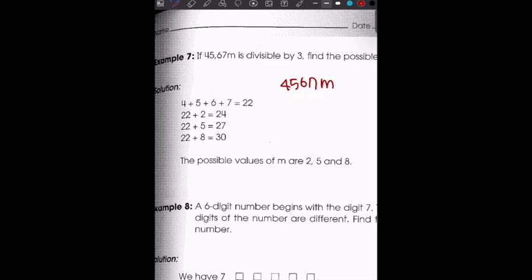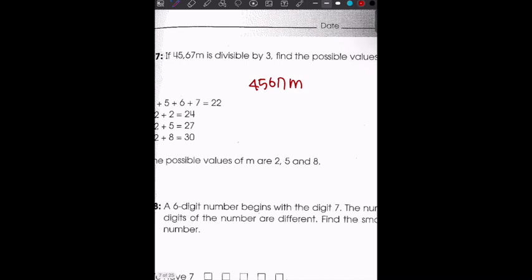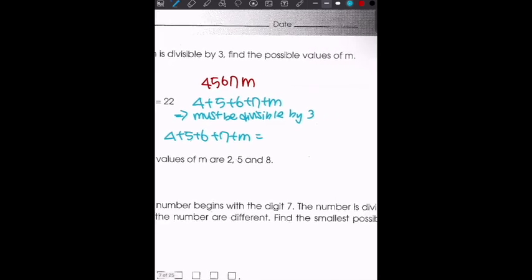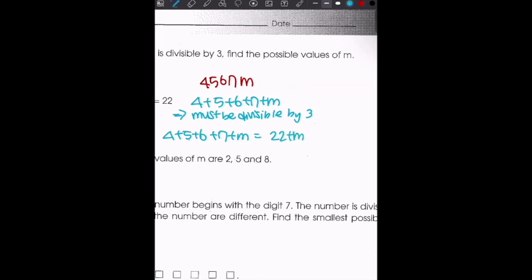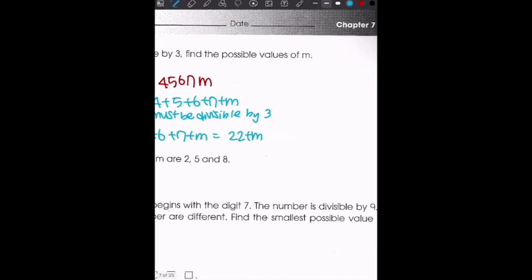So there's 5 digits, and the rule for divisibility by 3 is that the sum of the digits must be divisible by 3. And so the sum is going to be 4 plus 5 plus 6 plus 7 plus m, and this must be divisible by 3 for the number to be divisible by 3. And so 4 plus 5 plus 6 plus 7 plus m is basically 22 plus m. And m can only be numbers 0 to 9 since it's one digit.